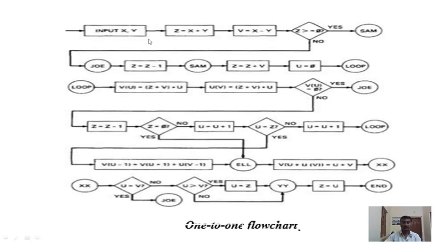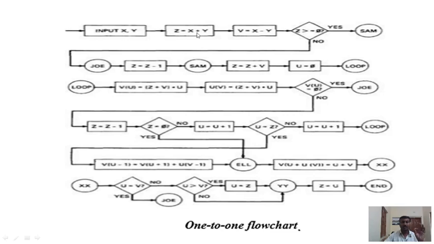So this is nothing but a one-to-one flowchart. A flowchart is always developed in a vertical manner, but due to space problems, I developed it in a horizontal manner. In the program, we discussed some points: input x comma y. Input is also one of the processes, so we place it in detail in the process block.